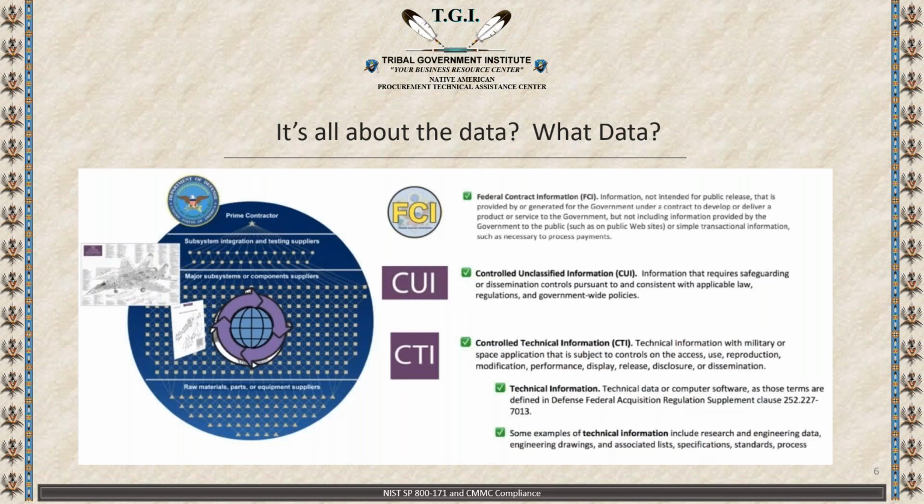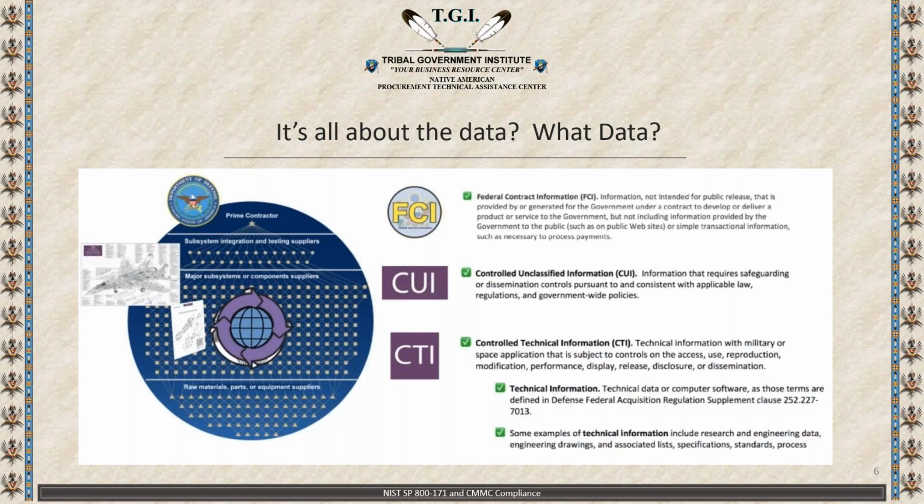For DFARS 7012 and CMMC, it really is all about the data. In DFARS 7012, the focus is on controlled unclassified information, but in CMMC, the focus is on controlled unclassified information and federal contract information. Let's talk a little bit about federal contract information first, since that is new to CMMC. It might be new to you as well.